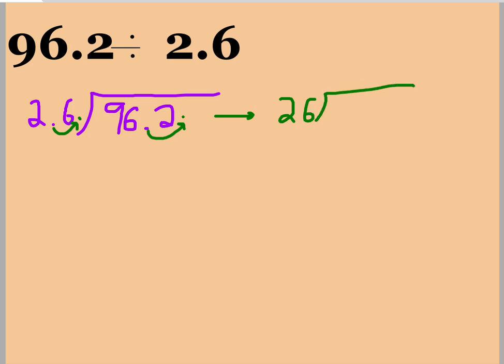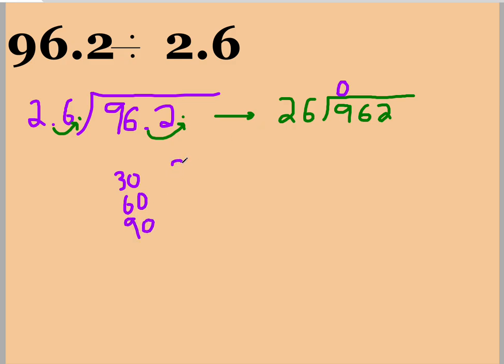26, and then 962. And if we need a decimal, we'll put that in. So 26 goes into 9? It does not. 26 goes into 96. How many times? Now I'm going to kind of round. 26 is close to 30. I know my multiples of 3: 3, 6, 9, so 30, 60, 90. So I'm guessing 26 times 3 is pretty close.